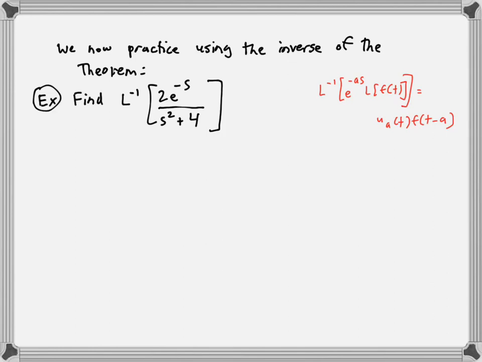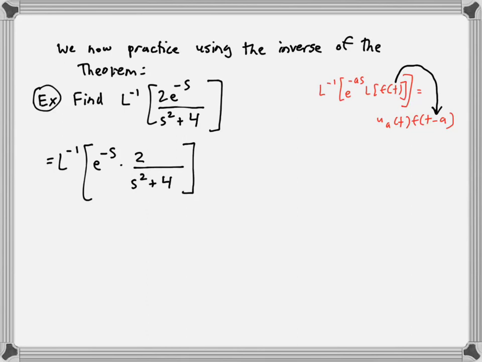In other words, if we can rewrite the first guy as e to the negative as times the Laplace of something, you're then just going to take the input, the t, and shift it to the right. In other words, replace t with t minus a. So that's all we have to do here. So here's how we do it, right? This is going to equal the Laplace inverse of, so I know I have an e to the negative s, so let me write it like that. So I have an e to the negative s, and then what I have left is 2 over s squared plus 4.